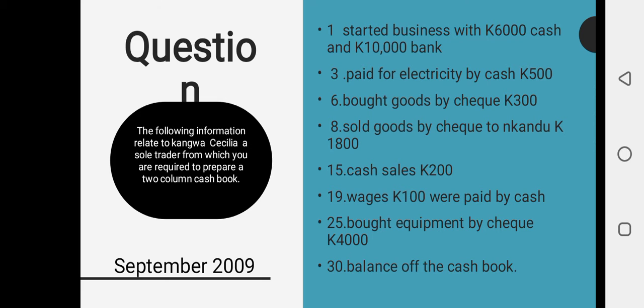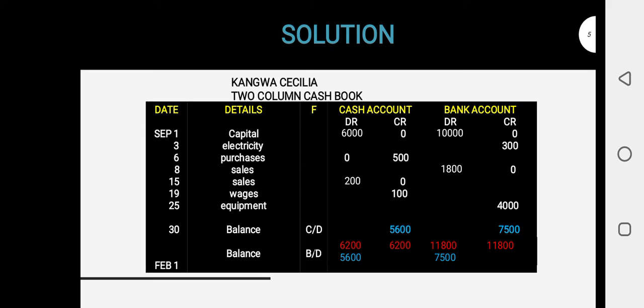Now, let us look at the solution. This is our solution for Kangwa Cecilia. We've got the debit details. F stands for folio. We've got the cash account and the bank account. The two accounts have got the debit side and credit side for each account.